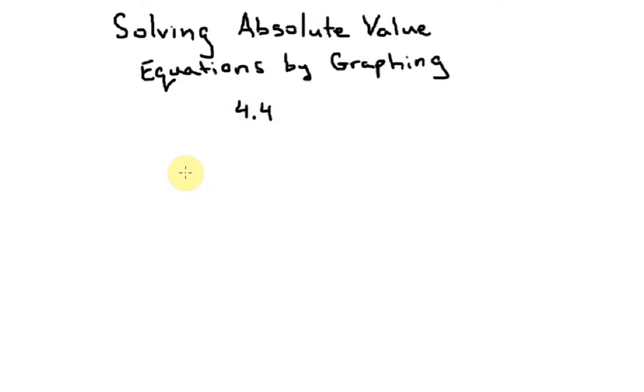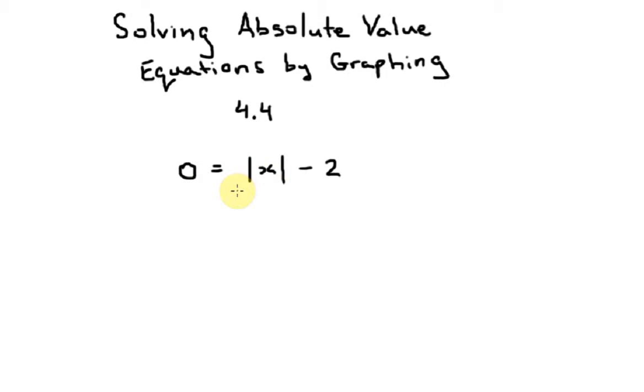Now, first of all, what's an absolute value equation? Well, I'll give you an example. It would be something like this: 0 equals the absolute value of x minus 2. It's basically an equation that has an absolute value sign used in it. And so what we're trying to do is figure out, well, what values of x make this equation true?